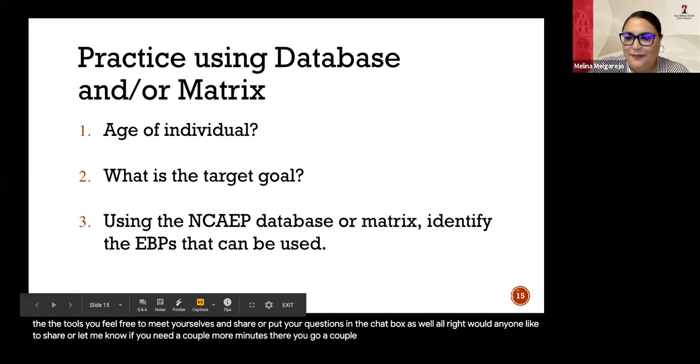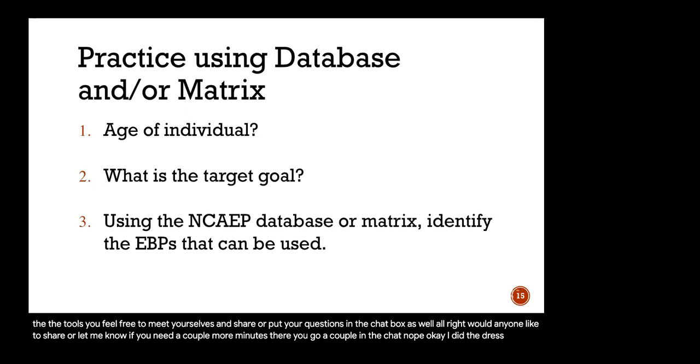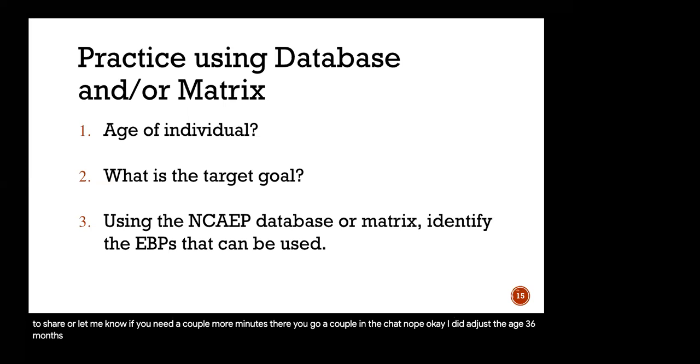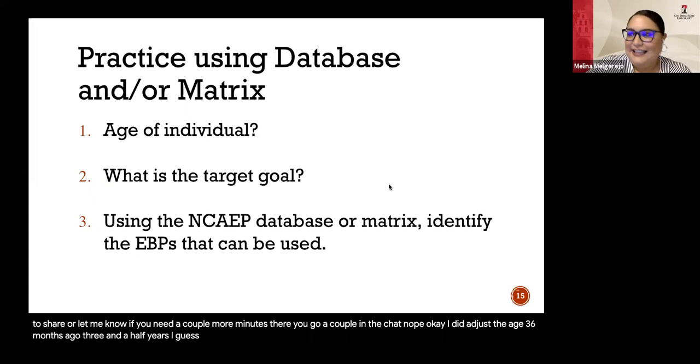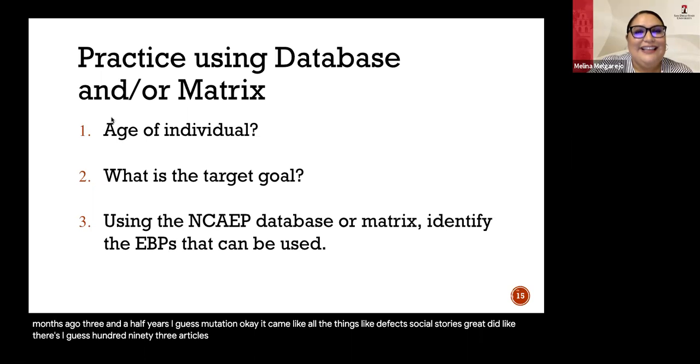Oh, there you go, a couple in the chat. Okay, I did adjust the age, 36 months to 3.5 years, I guess. And I did communication. It came up with all the things like the PECS, social stories, DTT, I guess 193 articles. Yes, great. And how many EBPs are listed on the left?